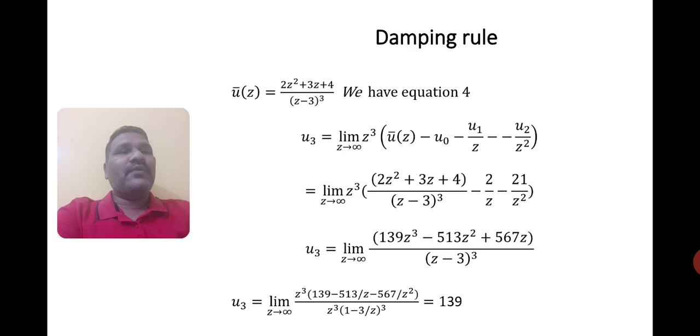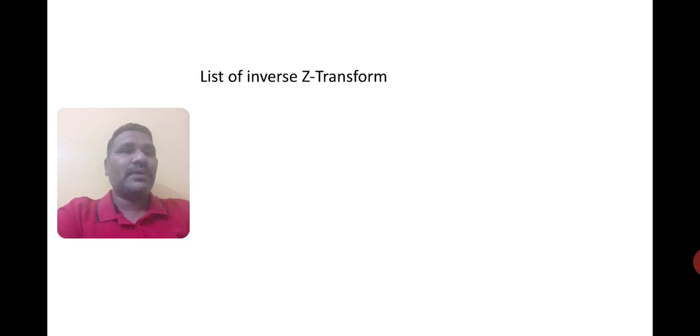Now the u1 value and the u2 value are known to us. You just put the u1 value and u2 value, take the LCM and try to simplify. After taking the LCM and simplifying, we got 139 z cube minus 513 z square plus 567 z divided by (z minus 3) whole to the power 3. This is a simple step, you can do it.